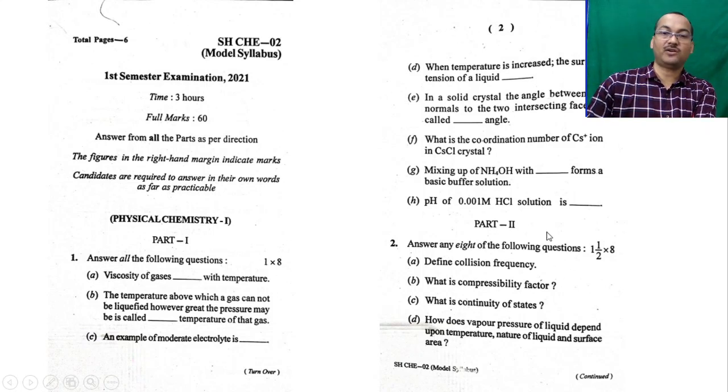Then we will move to part 2. So part 2 question carries 1.5 mark each. And here you have to answer any 8. First question, define collision frequency. What is compressibility factor? What is continuity of states? How does vapor pressure of liquid depend upon temperature, nature of liquid and surface area?